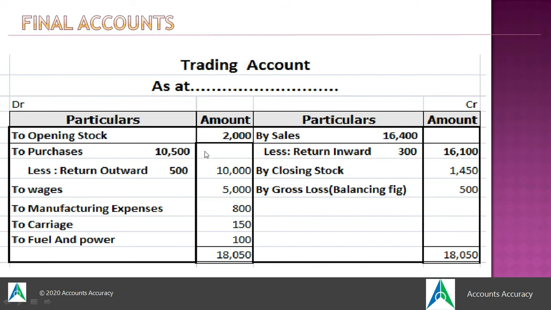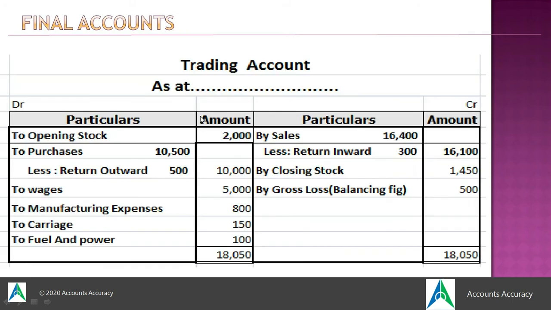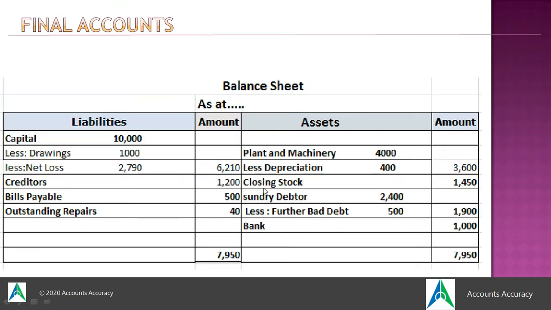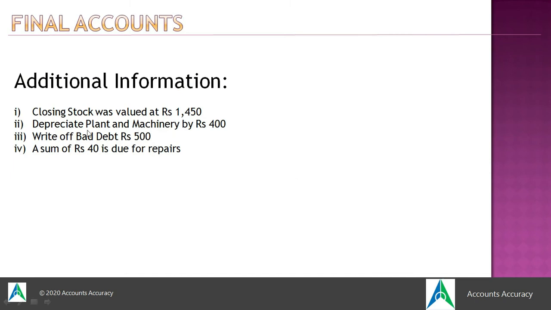Now after that, the additional information is provided, and I would like to make clear that additional information will have two postings. So this closing stock will be posted at two places, one in the trading account. It is also posted at the balance sheet asset side. Now again we have depreciation.